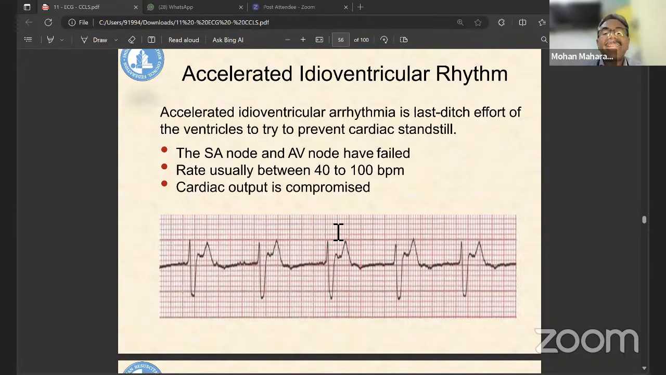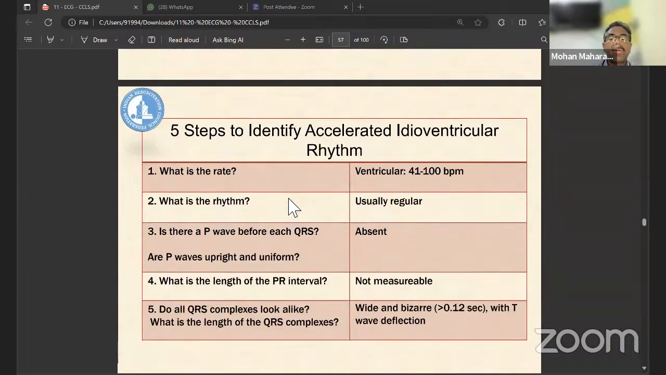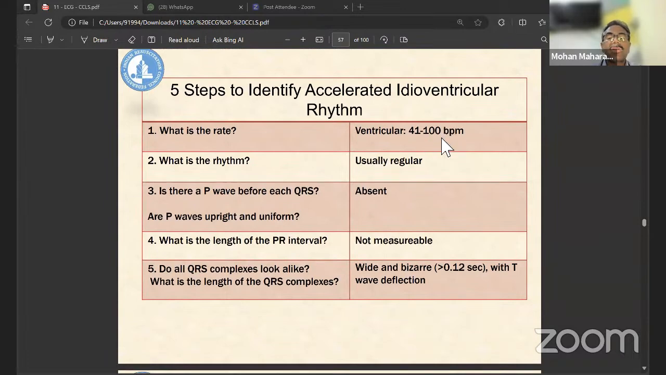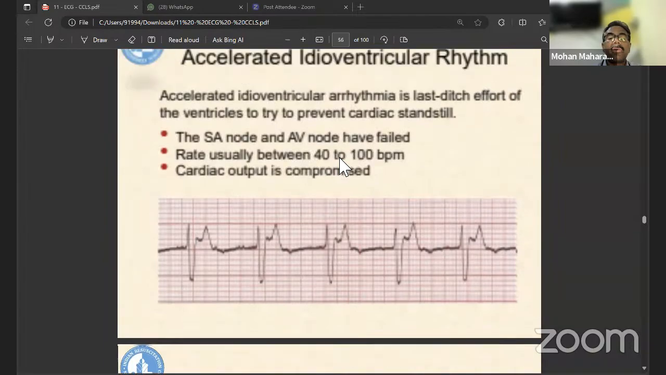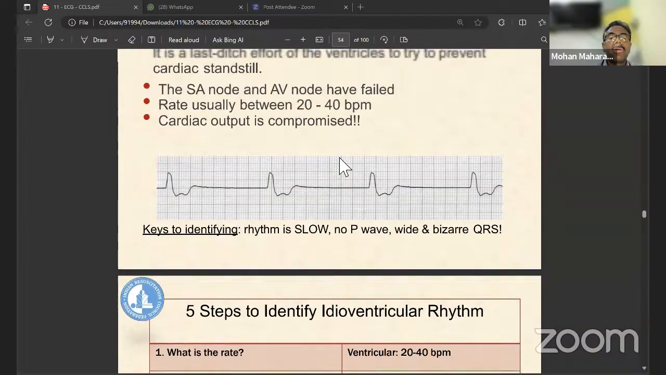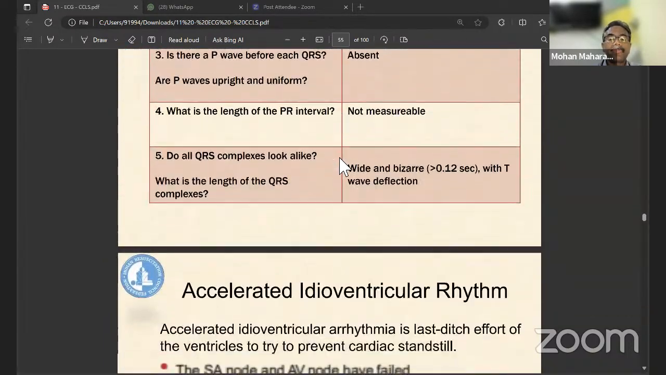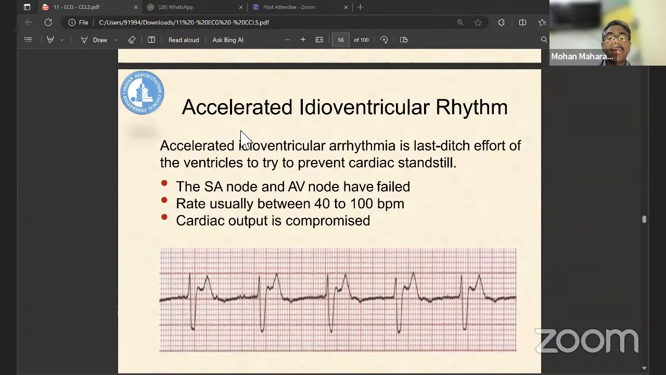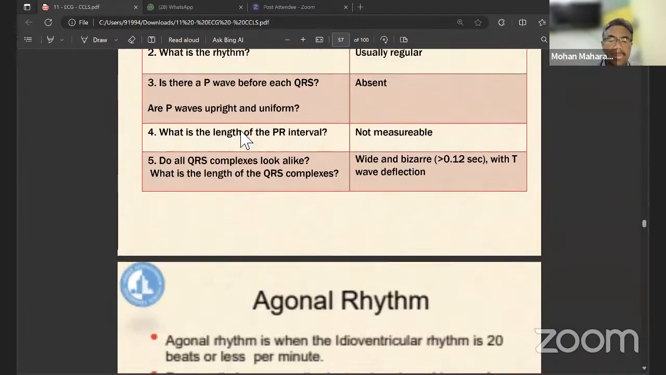Accelerated idioventricular rhythm is the last ditch effort of the ventricle to try to prevent cardiac standstill, as I told you. The rate is usually between 40 to 100, and cardiac output is compromised. It is the same way, the only thing changed is the rate. Everything else you look at the same way as idioventricular rhythm. This is accelerated, that means the rate is more, nothing more than that.